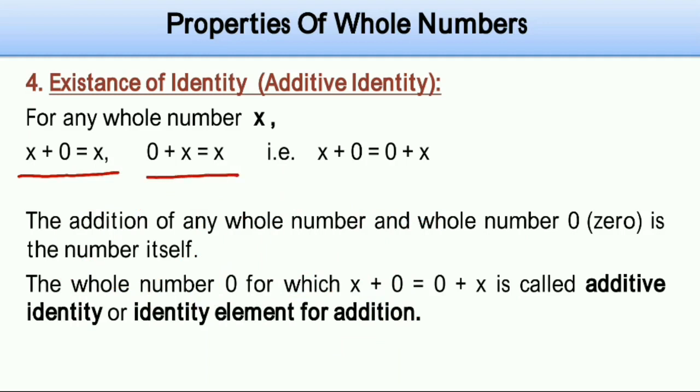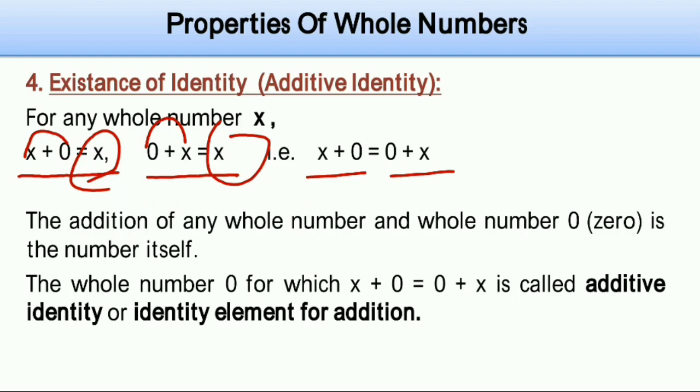It means 0 I will add to any number, or any number I will add to 0, the number will be the result, the sum. So we can say that x plus 0 is equal to 0 plus x. Actually, this is known as the additive identity. Means 0 is known as the additive identity.